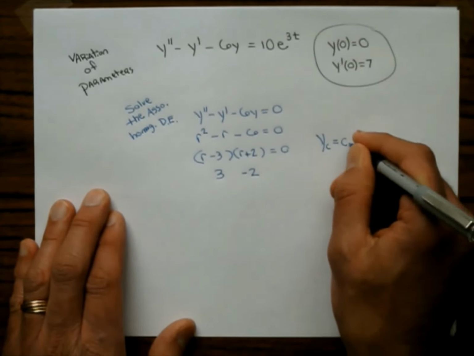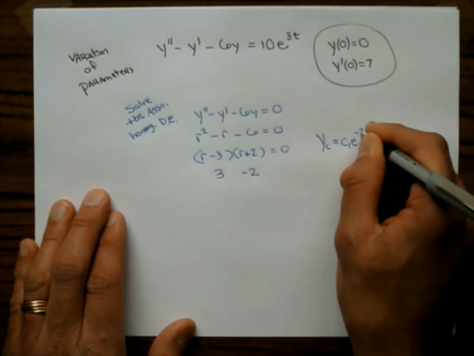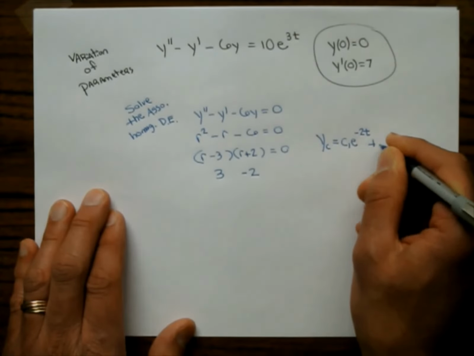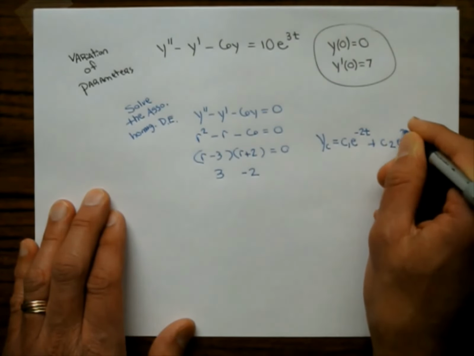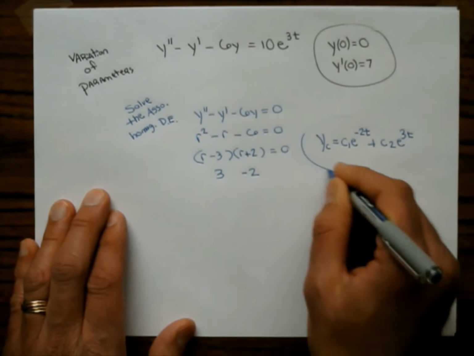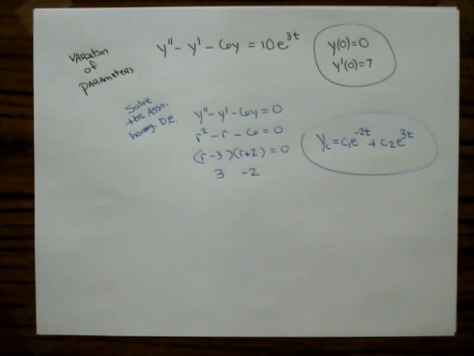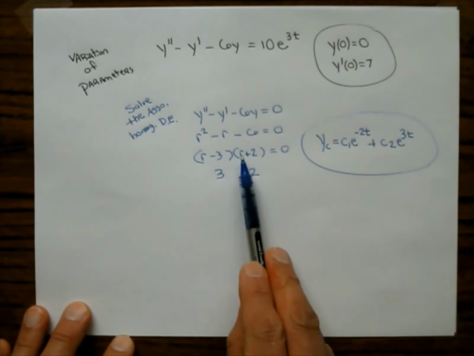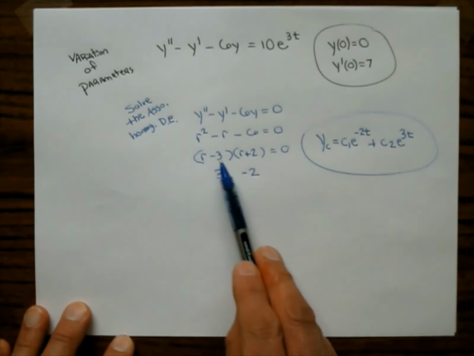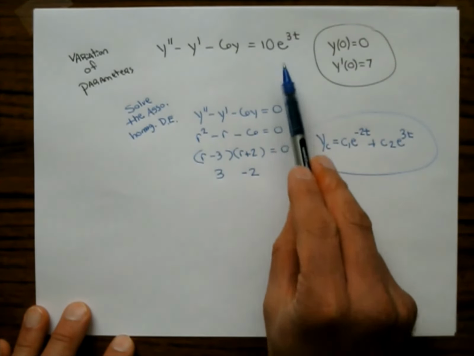So the roots are 3 and negative 2. It is C1 e to the negative 2t plus C2 e to the 3t. And I kind of wrote it in the same order that we wrote it before. So that's what we want to do when we're doing variation of parameters, is solve the associated homogeneous differential equation. That just means put that thing equal to 0 and see what you get.